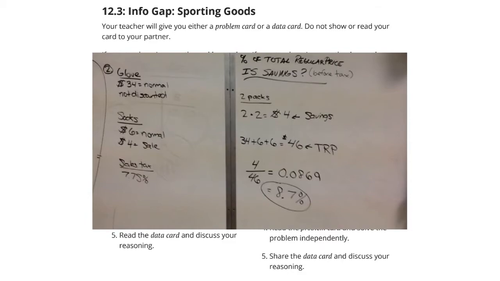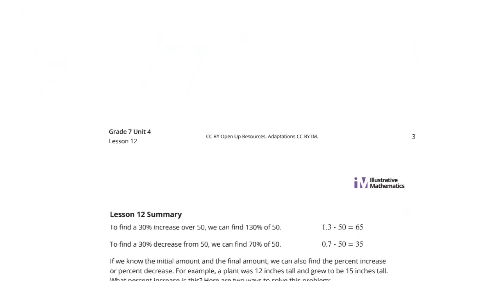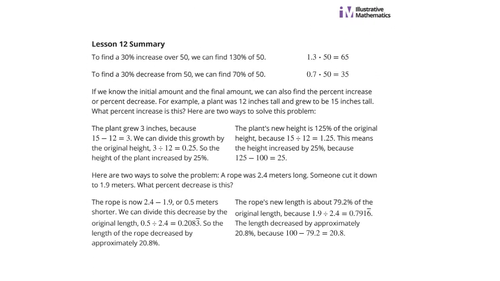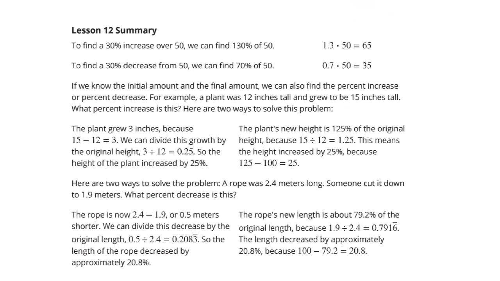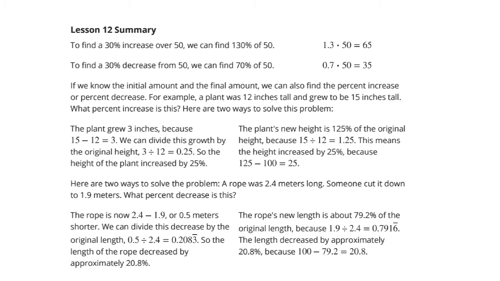Now, as we move to our summary for this lesson, to find a 30% increase over 50, we can find 130% of 50, and you can see that we have the 1 3/10 times the 50 is 65. To find a 30% decrease from 50, we can find 70% of 50 because 100 minus 30 is 70%, and we do 7/10 times 50 to be $35. If we know the initial amount and the final amount, we can also find the percent increase or percent decrease.